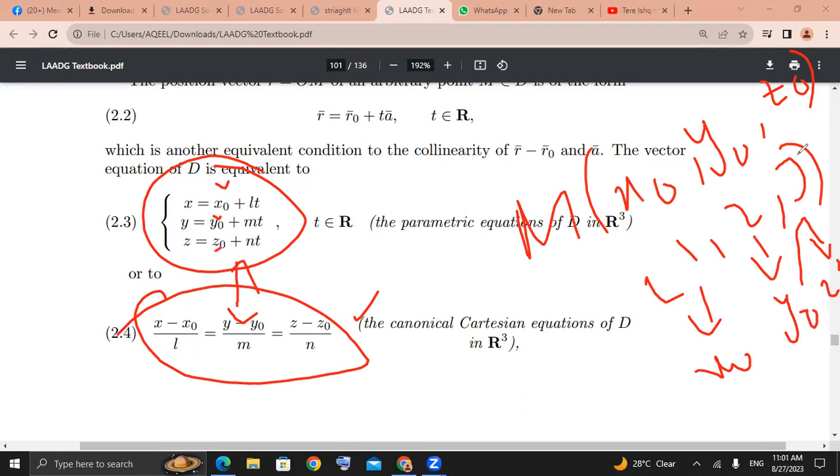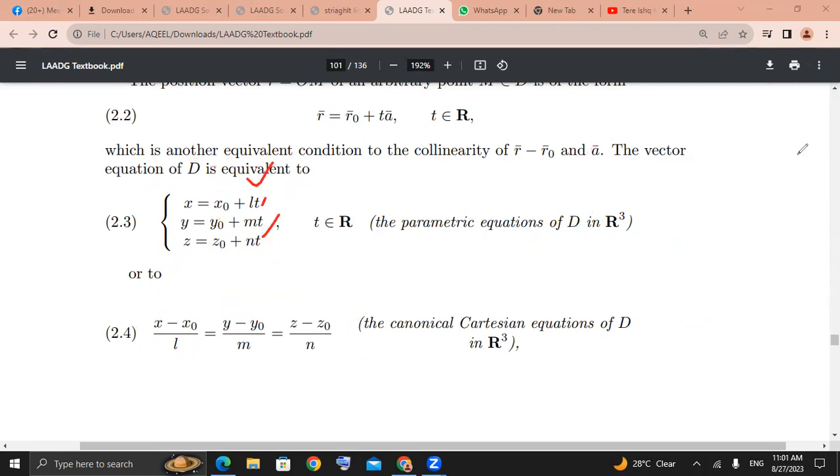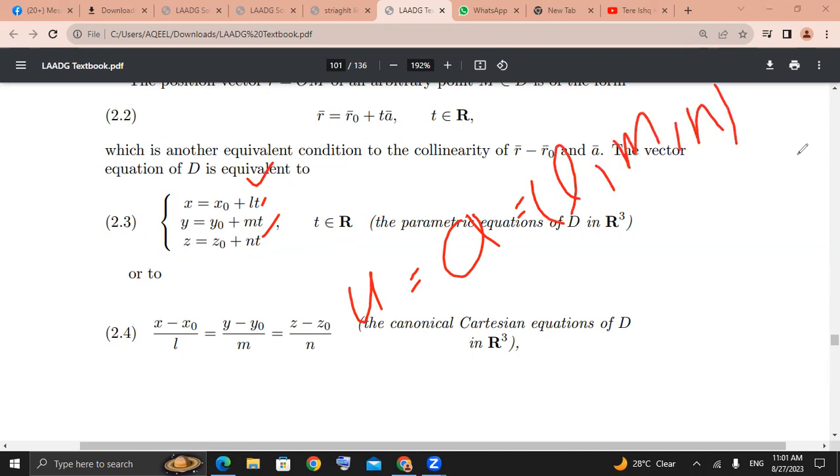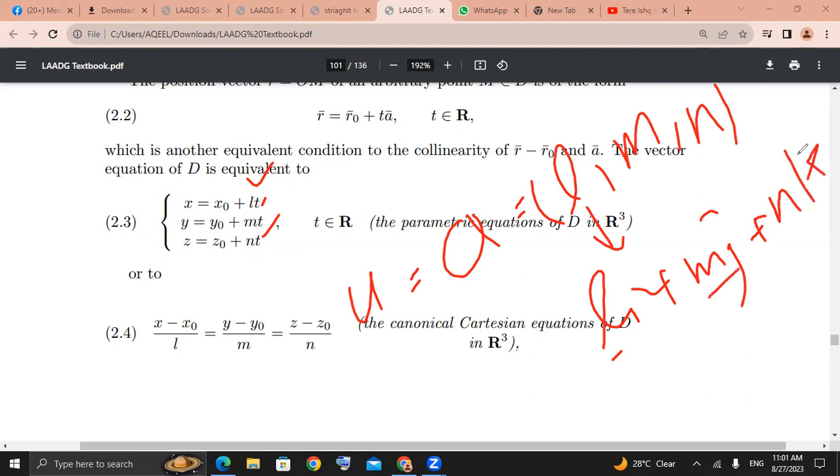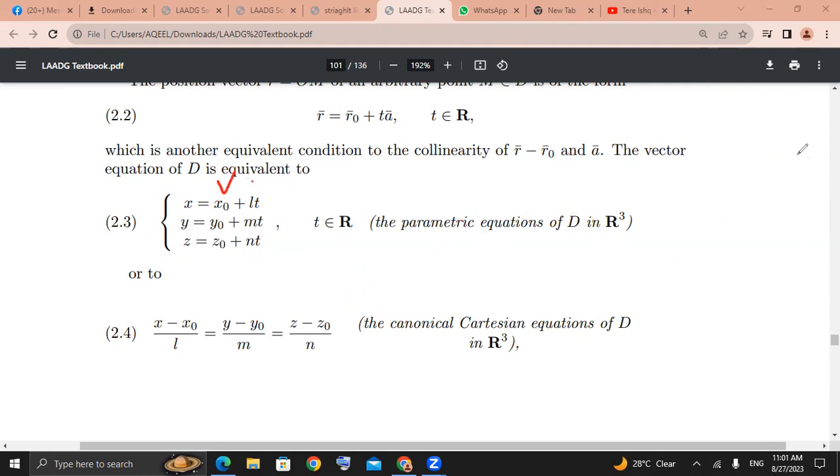In a similar way, we have L, M, and N. What do L, M, and N mean? As I have told you, we have a vector, vector A, let's assume it's A or U, in the form of L, M, and N. Its first component is L, that means Li plus Mj plus Nk. The component of i is L, component of j is M, and component of k is N. So we substitute the value of x naught and L in this equation, and similarly y naught plus M, and in this way we get the parametric equation.